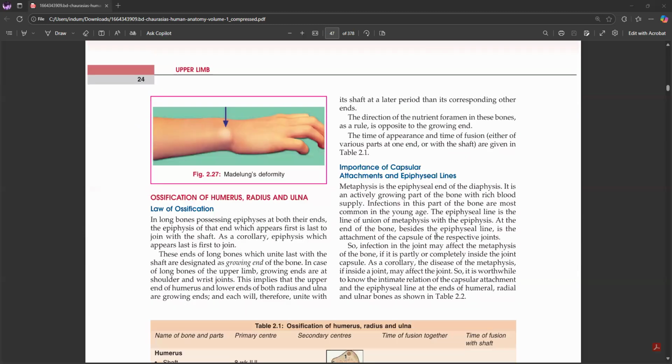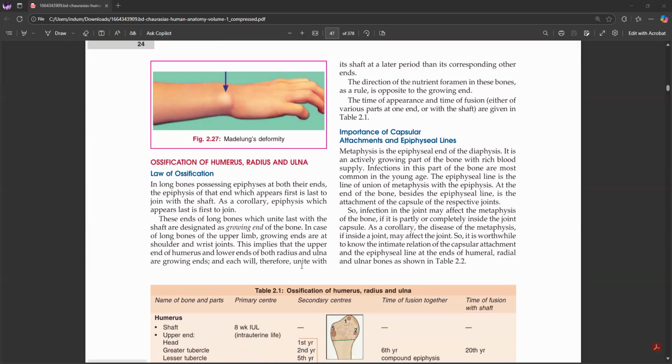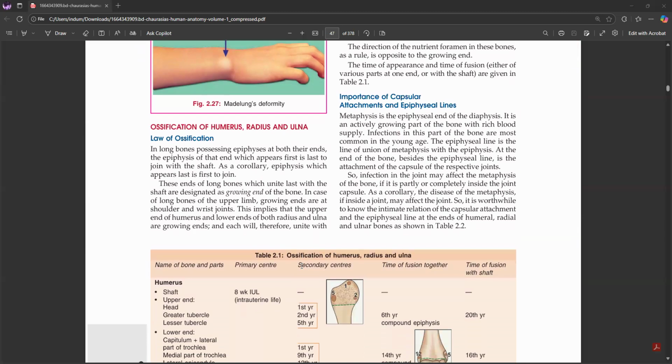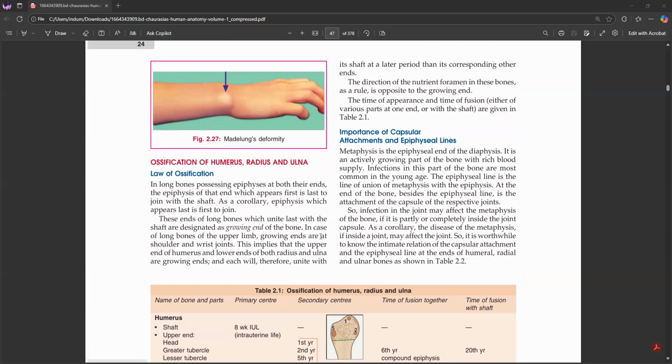Ossification of humerus, radius, and ulna. Law of ossification. In long bones possessing epiphysis at both their ends, the epiphysis of that end which appears first is last to join with the shaft. As a corollary, epiphysis which appears last is first to join. These ends of long bones, which unite last with the shaft, are designated as the growing end of the bone.